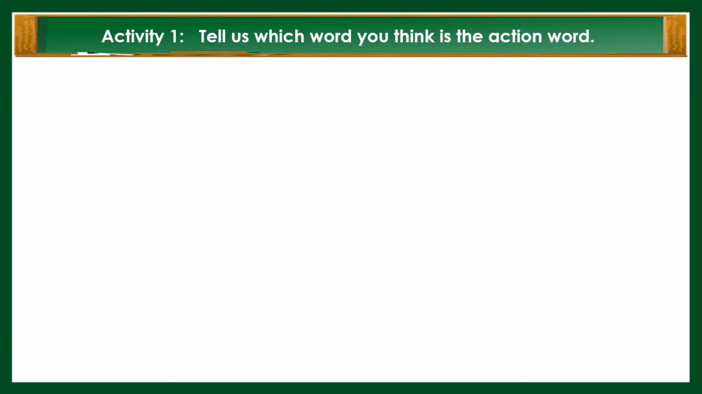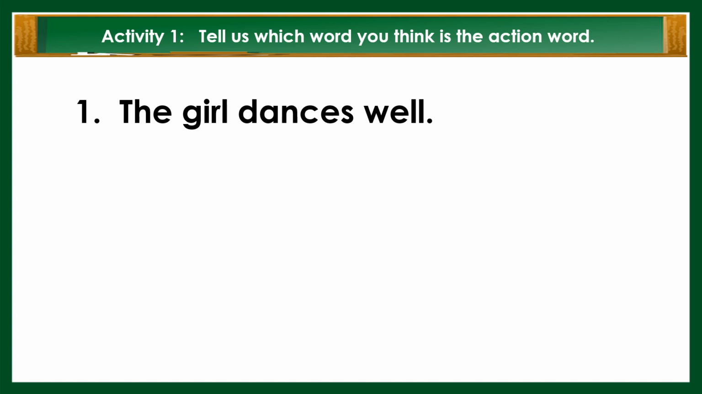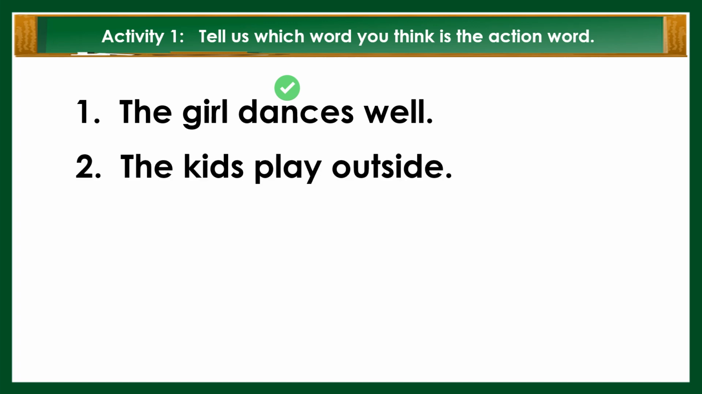Now, do this activity. Tell us which word you think is the action word. Are you ready? Number 1. The girl dances well. The answer is dances. Dances is the action word. Are you correct? Very good. Number 2. The kids play outside. The action word is play.